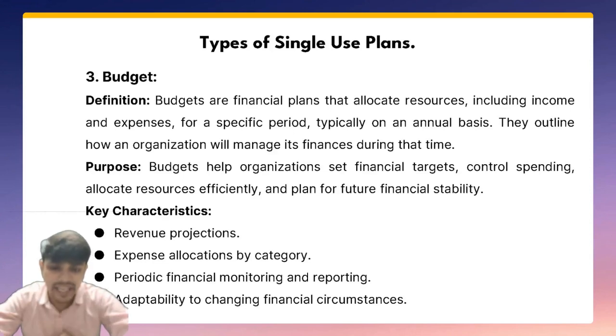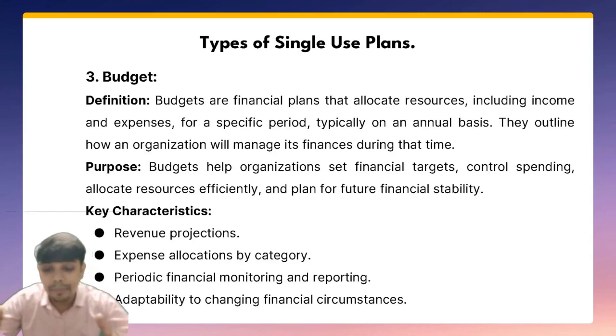Budget helps the organization to set the financial target, control spending, allocate resources efficiently, and plan for the future financial stability. The main purpose is that the company will be able to set financial targets, and that target will be helpful in controlling activities. Next, the company will be able to allocate its resources judiciously, for effective execution, and better financial stability in the long term. Key characteristics of the budget is revenue projection.